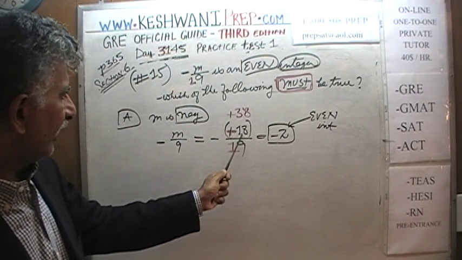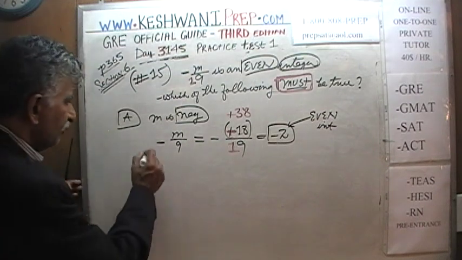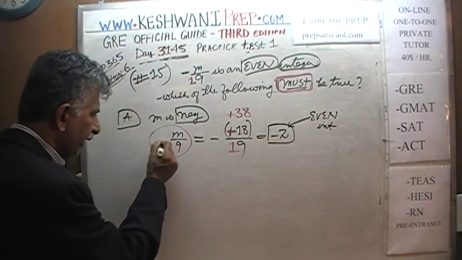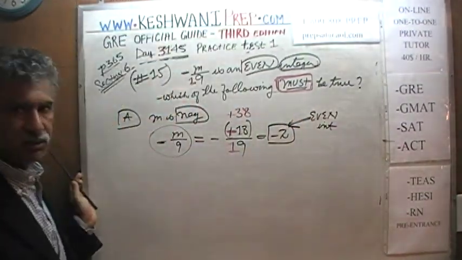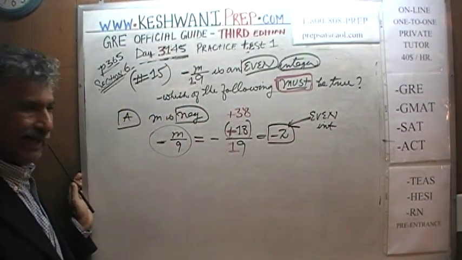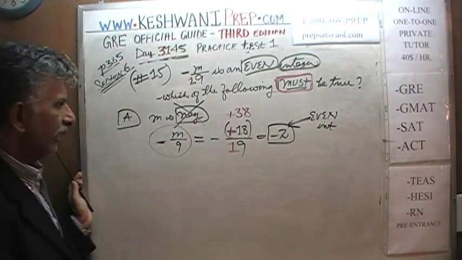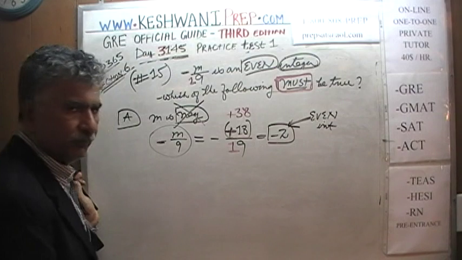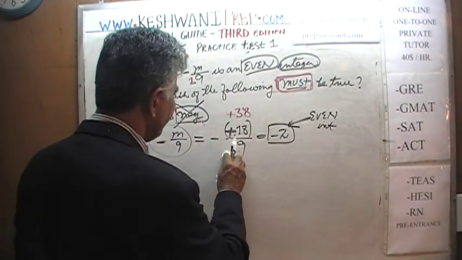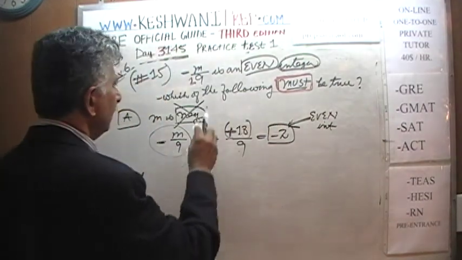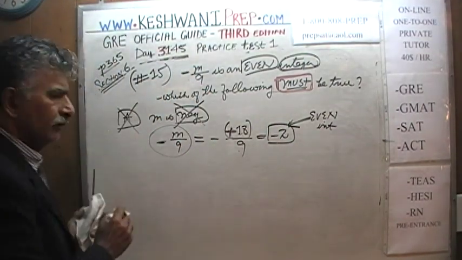even when m is positive, it is quite possible that the result of this quantity, negative of m over 9, is an even integer. So to claim that m must be negative is wrong. It's a wrong claim. M does not need to be negative because we just plugged in a positive number. So I'm going to switch back to 19. You understand? I'm going to switch back to 19. Forget about it.